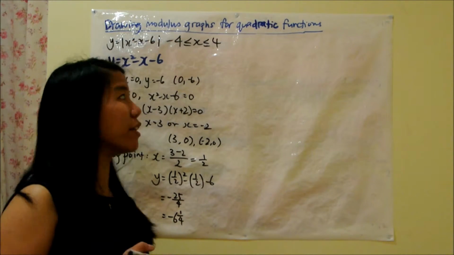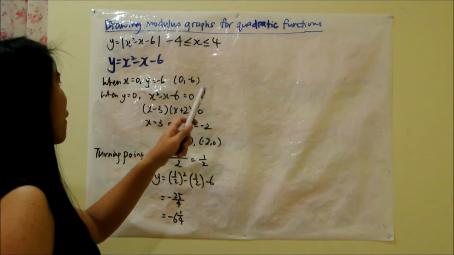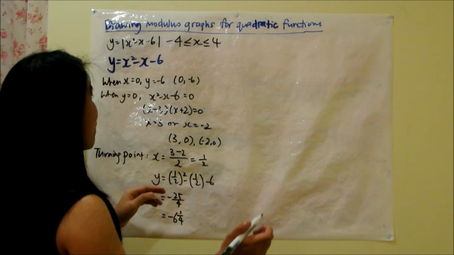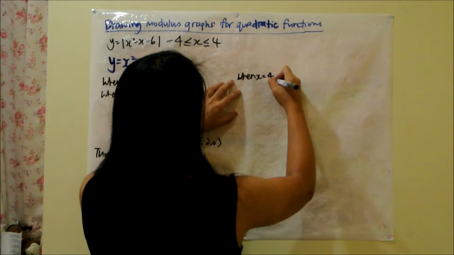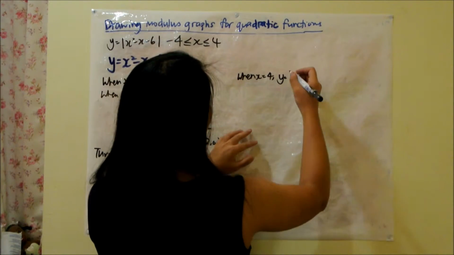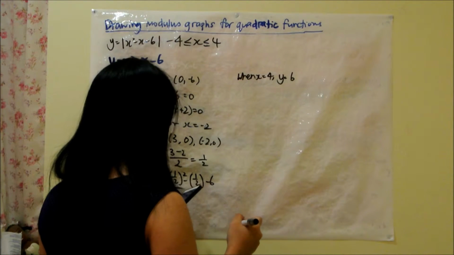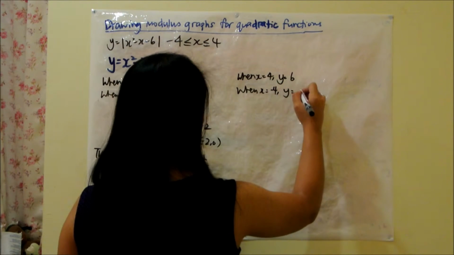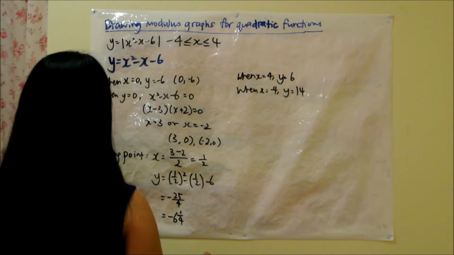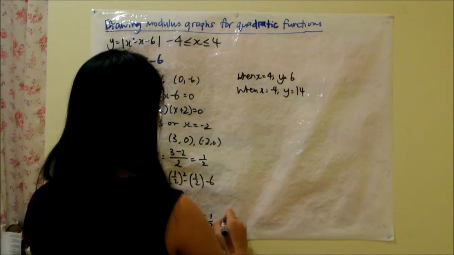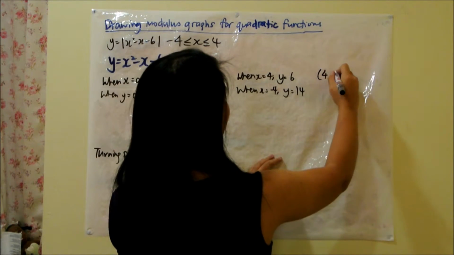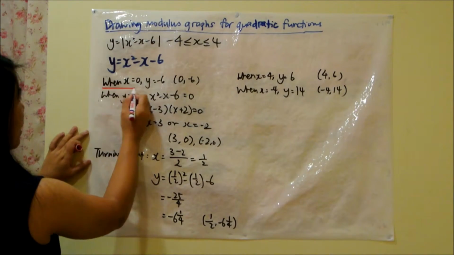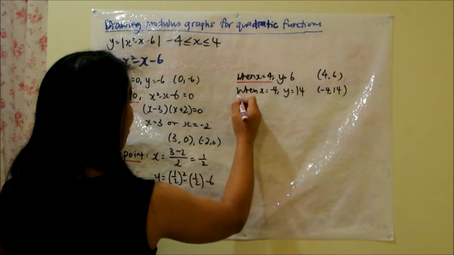No, you're not, because you still need to find the endpoints for this graph. The endpoints are found when you substitute x equals -4 and x equals 4 respectively. When x is 4, y is 6. Calculate it yourself, substitute it in. When x is -4, y is 14. So you have the points (1/2, -6 and 1/4), (4, 6) and (-4, 14). With your y-intercept, x-intercepts, turning point, and endpoints, you are now ready to sketch your original graph.